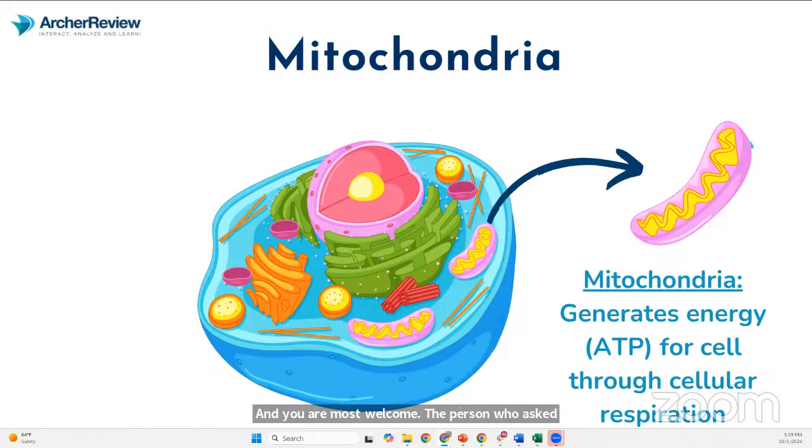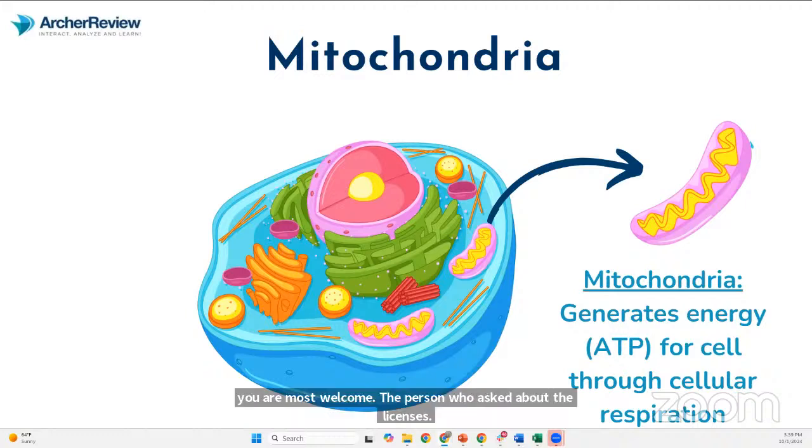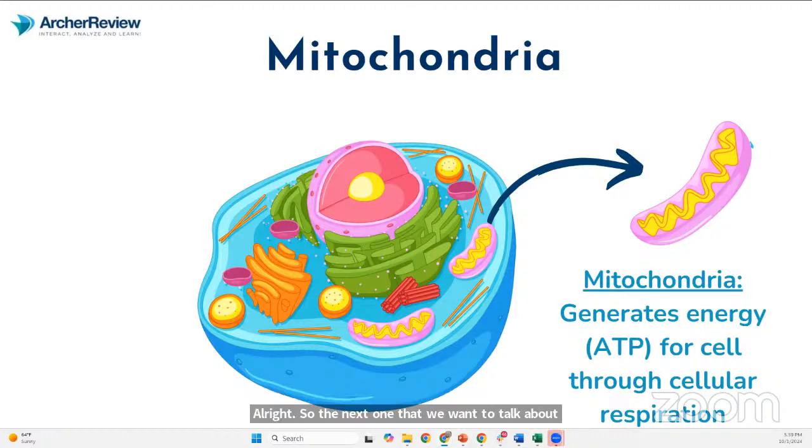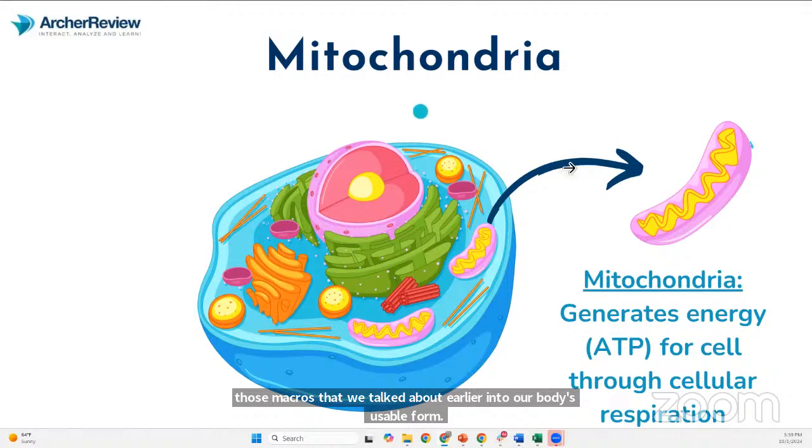All right, so the next one that we want to talk about is mitochondria. You probably remember your high school biology teacher saying it was the powerhouse of the cell. It is the organelle that is responsible for converting those macromolecules that we talked about earlier into our body's usable form of fuel, which is ATP.